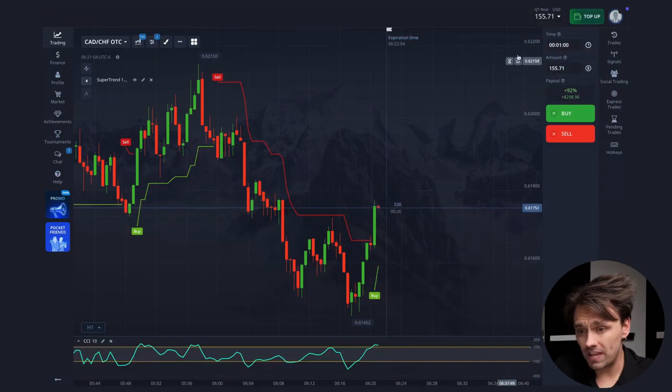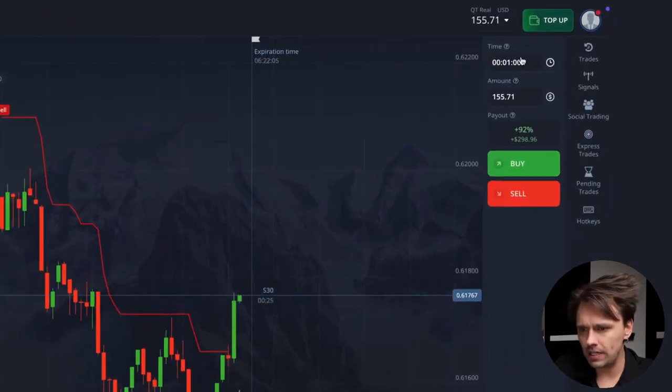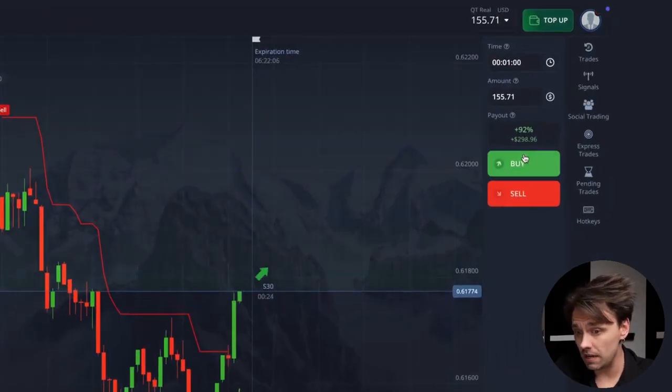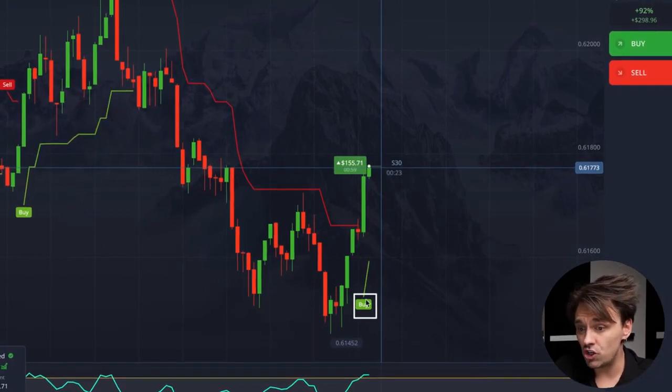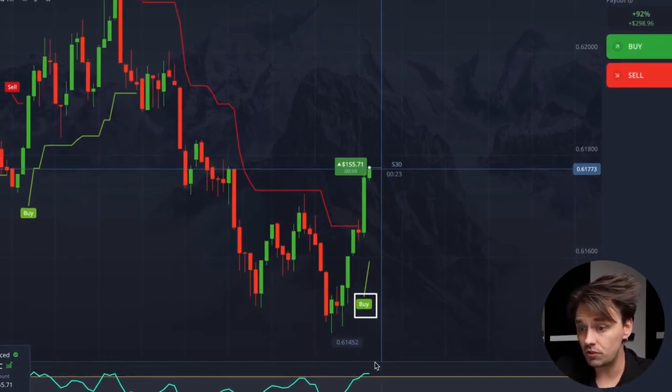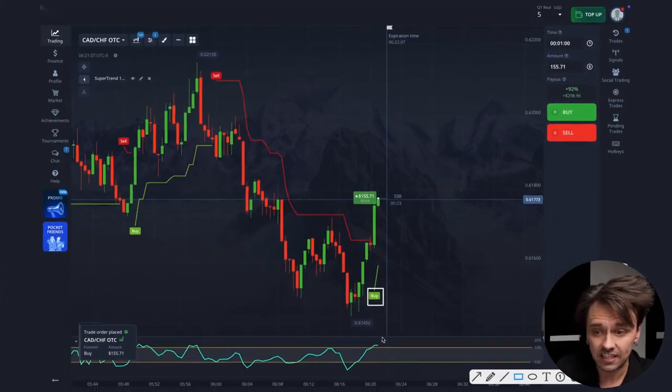Moving forward with even more confidence, I'm opening a buy trade for $155. In my opinion, it's all obvious. A buy signal appeared on SuperTrend. This indicates a regime change. The price reversed from a local bottom and started moving up.